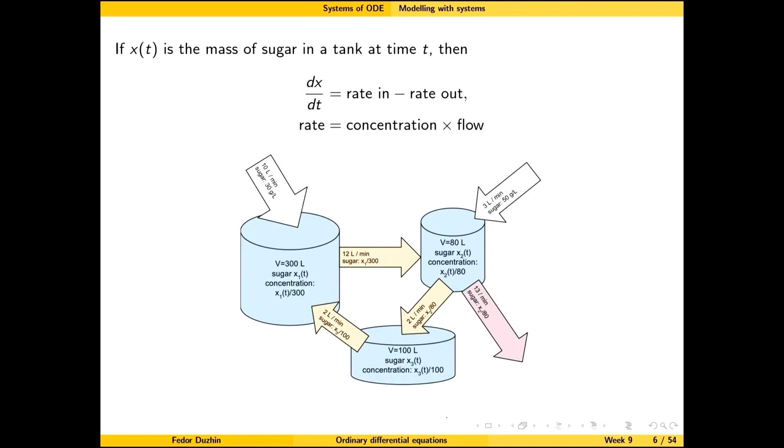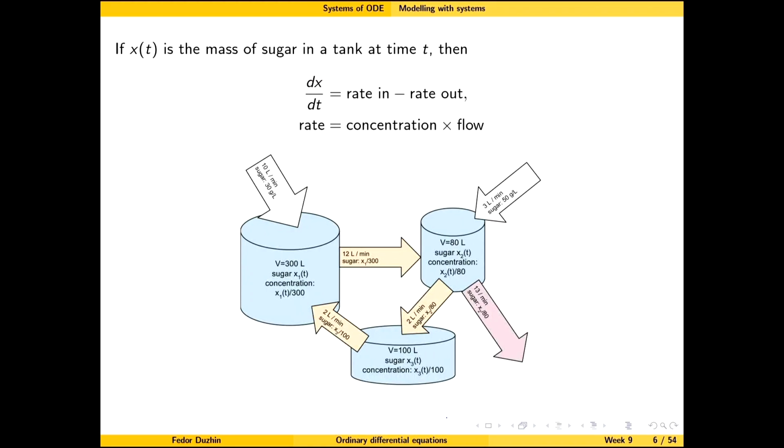So the rate of change of the mass of sugar adds up from 2 terms. The rate in is a positive term, the inflow of sugar, and the rate out is a negative term, the outflow of sugar. In any case, the rate of change of the sugar in the inflow or in the outflow is going to be concentration times the flow itself.